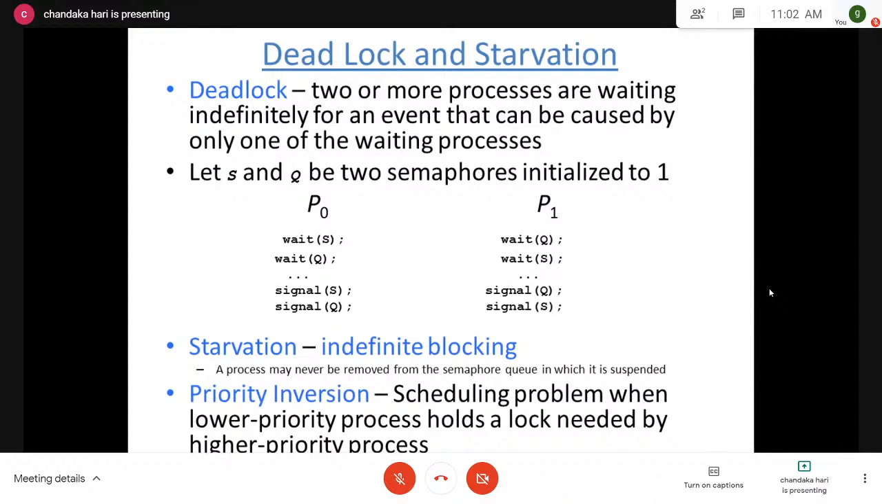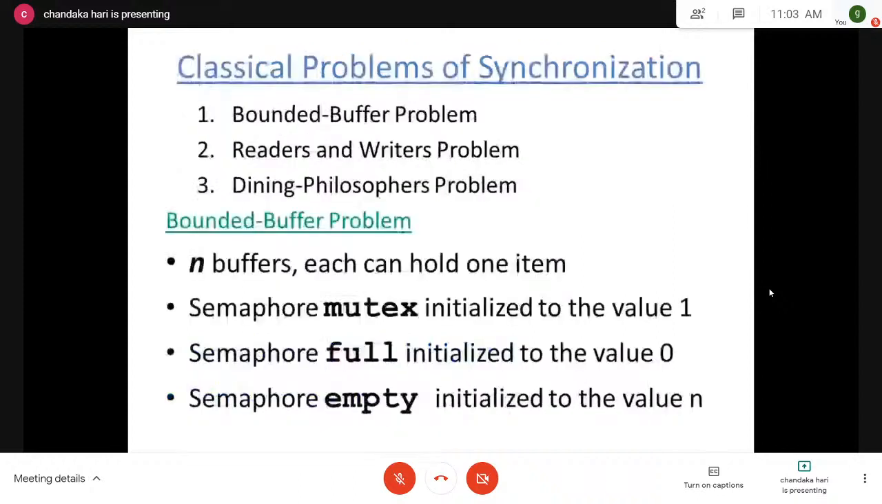Now we'll move on to how these semaphore solutions can be used to solve classical problems of synchronization. What are the various problems we are going to see in classical synchronization problems?